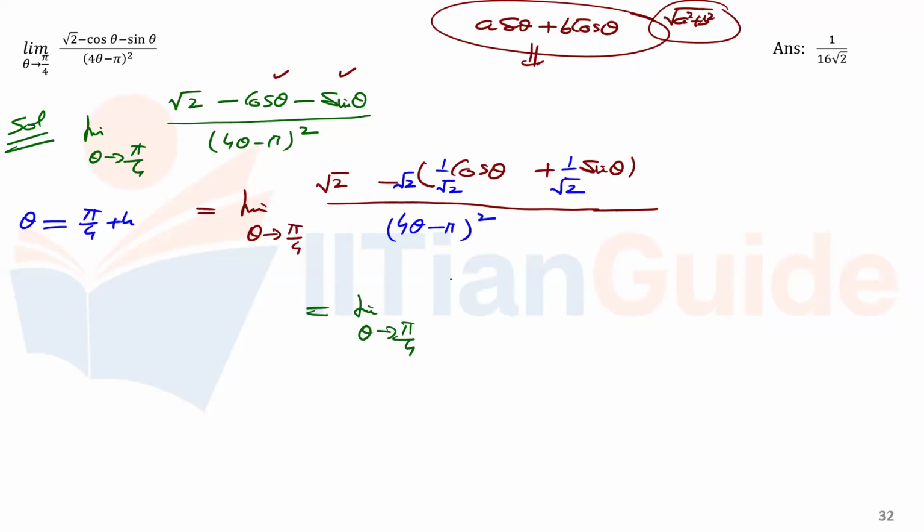theta tending to pi by 4, root 2 I am taking common, and here I am writing 1 minus cos. A cos B plus sin A sin B, that is cos A minus B. So I can say cos of theta minus pi by 4 or cos pi by 4 minus theta. You can write anything. Okay, theta minus pi by 4 you can write. Am I right or not?